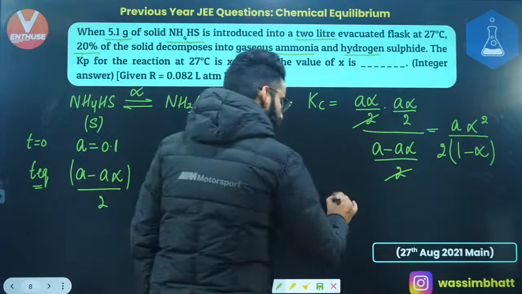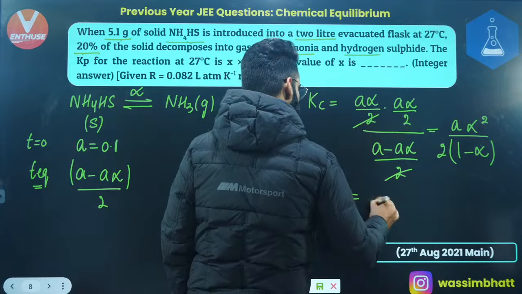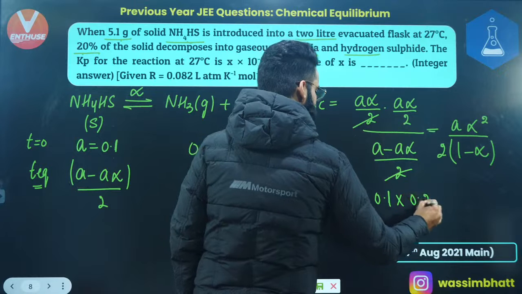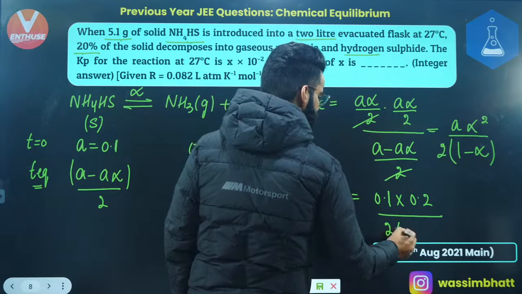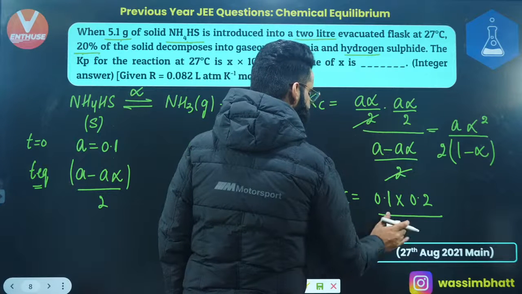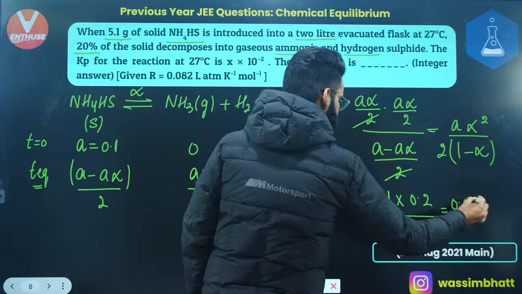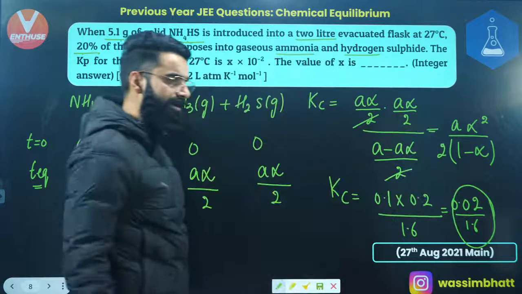Now, if I put all the values in this expression, A value is given to me as 0.1. Alpha value, we got to know 0.2, divided by 2 multiplied by 1 minus alpha. 1 minus 0.2 means 0.8, right? So 2 multiplied by 0.8 is 1.6. Okay, so you got 0.02 divided by 1.6. This is the value of Kc which you got, right?